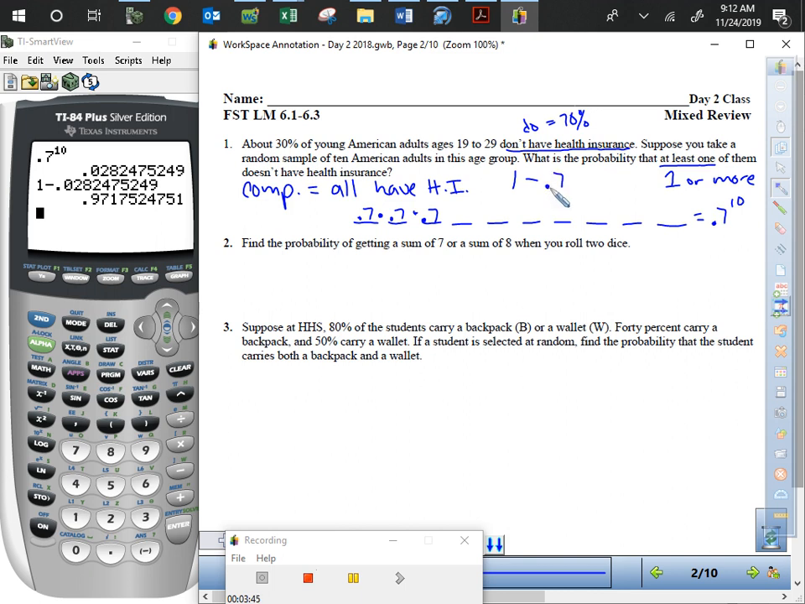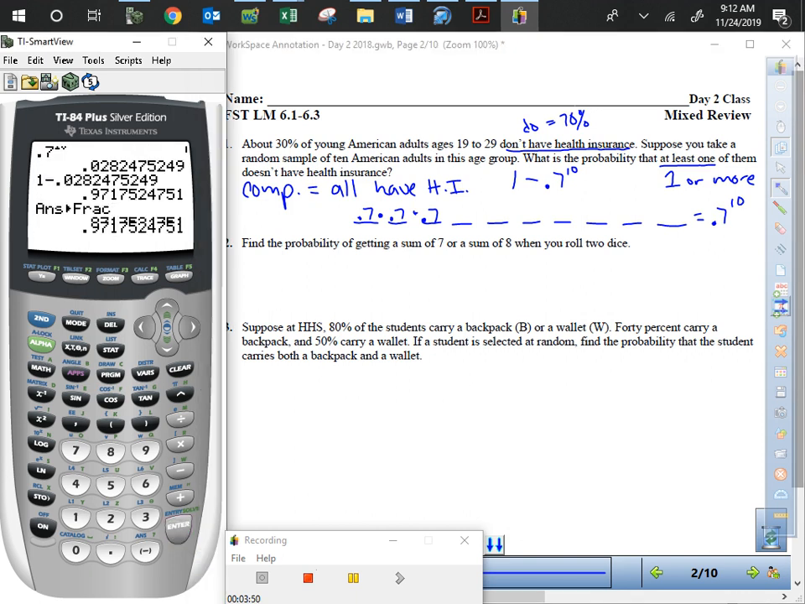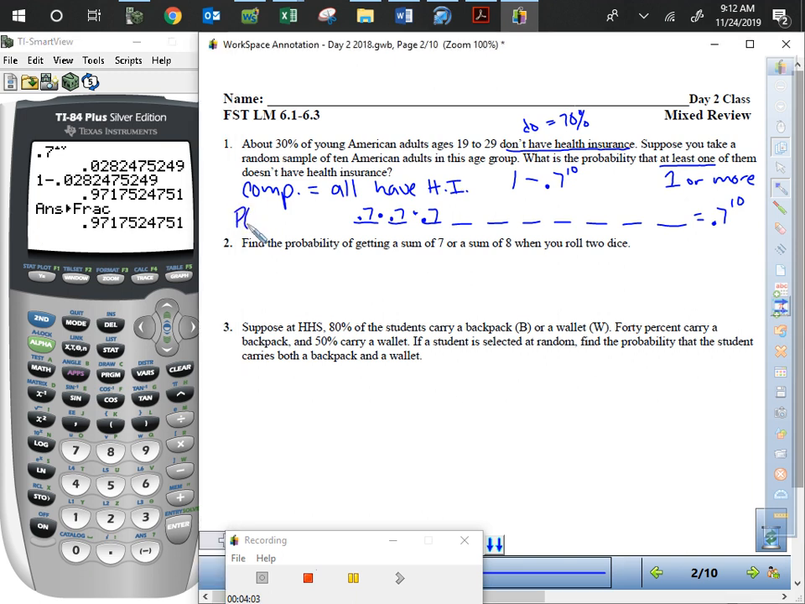And I'm just going to write it as 1 minus 0.7 to the 10th instead of that ugly decimal. Again, if you can change it to a fraction, you want to, but in the cases of some of these weird decimals, that's not going to happen with our calculator, and that's okay. So we'll just round it to 4 decimal places. So the probability of one or more is going to be about 0.9718.